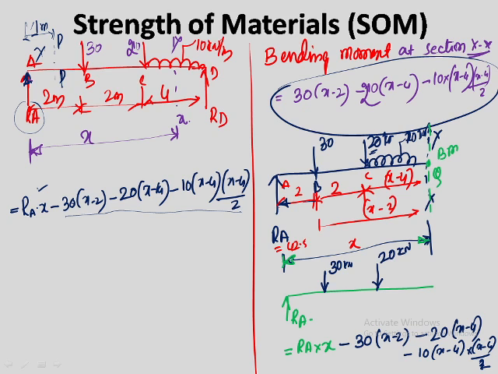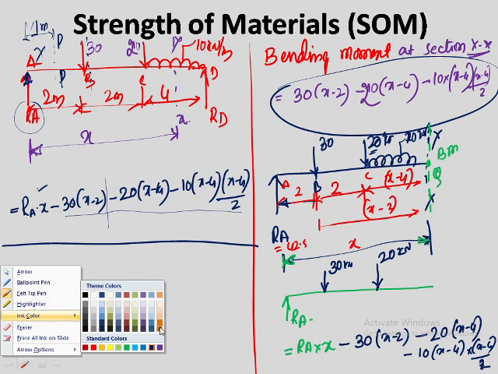Similarly, if you want to find out at B, you need to consider this portion, just beyond point B. Even if you go for point B and substitute 2 here, 2 minus 2 becomes 0, so this term is going to cancel. Now let us go for solutions here.